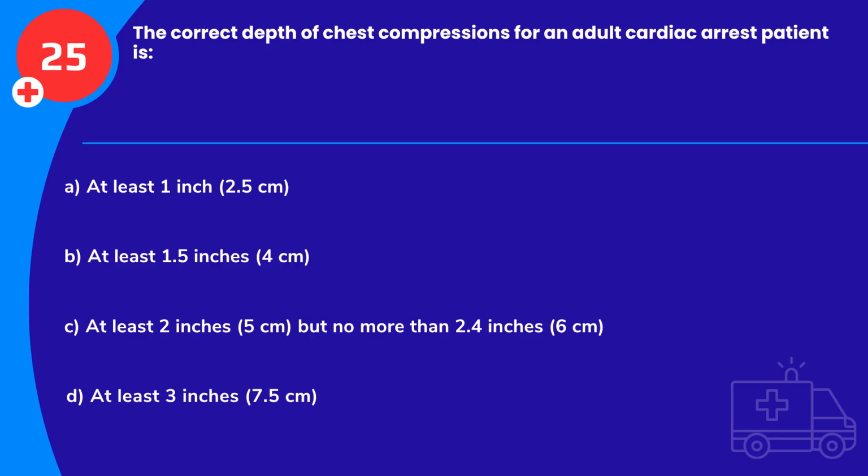Question 25. The correct depth of chest compressions for an adult cardiac arrest patient is A. at least 1 inch, 5 cm, B. at least 5 inches, 4 cm, C. at least 2 inches, 5 cm, but no more than 2.4 inches, 6 cm, D. at least 3 inches, 5 cm.